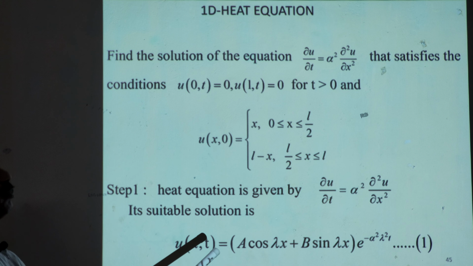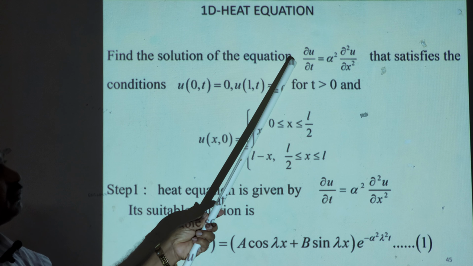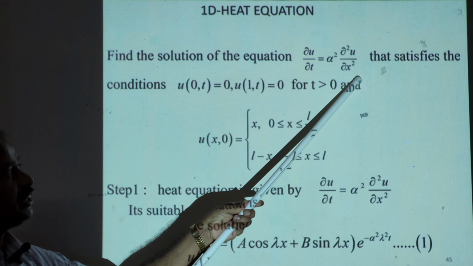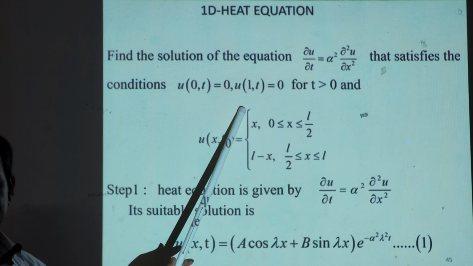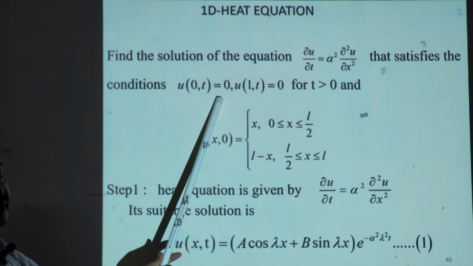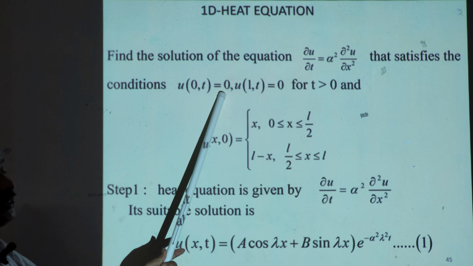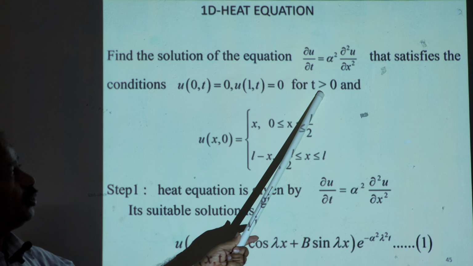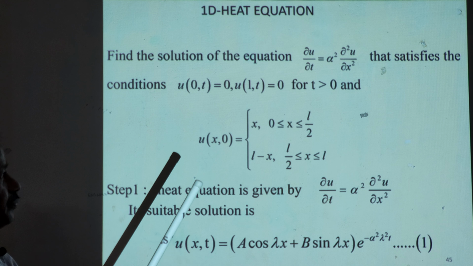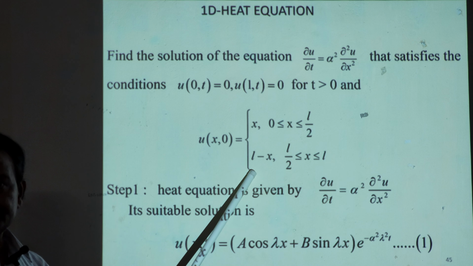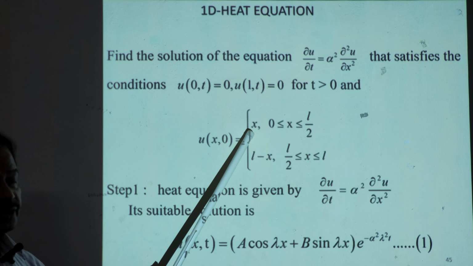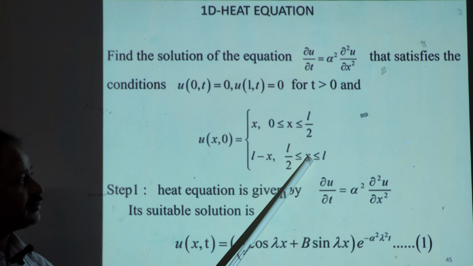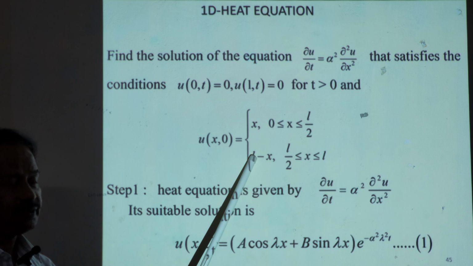Now let us solve one problem. Find the solution of the equation du by dt equal to alpha squared d squared u by dx squared, which satisfies the condition u of 0 comma t equal to 0, u of L comma t equal to 0, where t is greater than 0. And this is the condition: for x lying between 0 and L by 2, we have x; for x lying between L by 2 and L, we have L minus x.